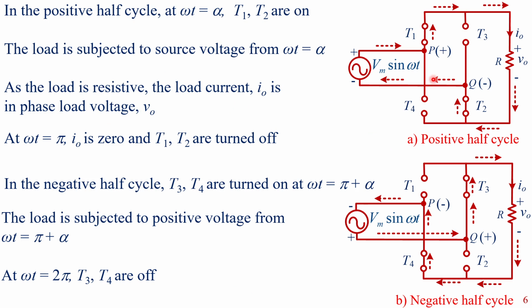In the positive half cycle, when T1 and T2 are turned on, the load is subjected to source voltage through T1 and T2. In the negative half cycle, when T3 and T4 are turned on, the load is subjected to positive voltage.